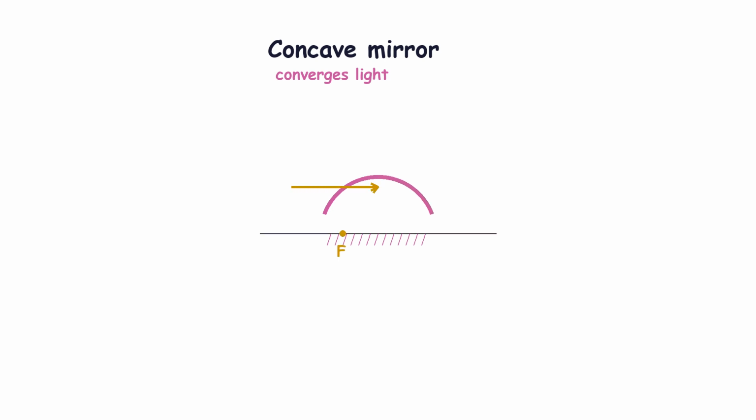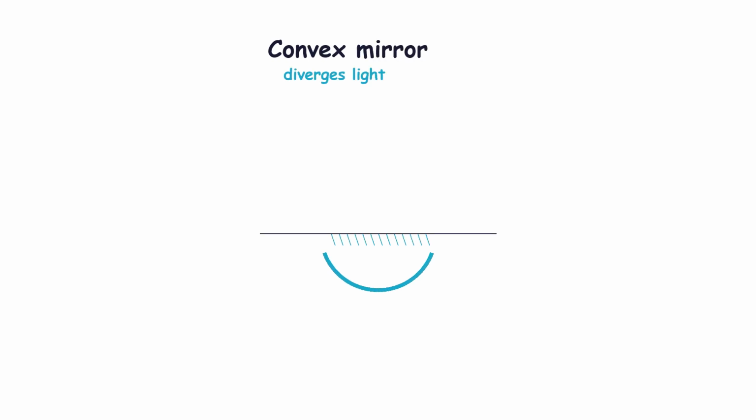A convex mirror curves outward. It diverges light. The rays appear to come from a virtual focus behind the mirror. That is why your car side mirror says objects are closer than they appear.